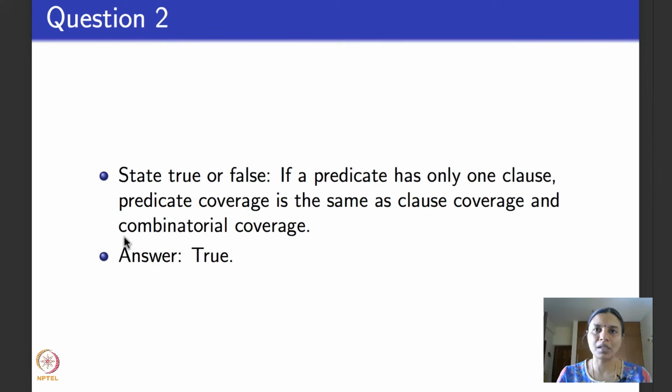The single predicate is made true once, single predicate is made false once. So the truth table also has exactly only two values. So it's the same as all combinations coverage. So whenever a predicate has a single clause, all these three coverage criteria, predicate coverage, clause coverage, and all combinations coverage turn out to be the same.